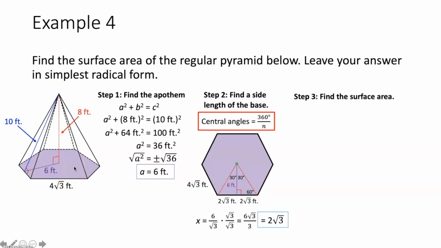So remember, the surface area of a regular pyramid formula is surface area is equal to the lateral area plus the area of the base. Now remember, the lateral area of a regular pyramid is 1/2 the perimeter of your base times your slant height. The area of our base here, because it's a regular polygon, is going to be 1/2 apothem times perimeter. So now let's fill in each of these variables.